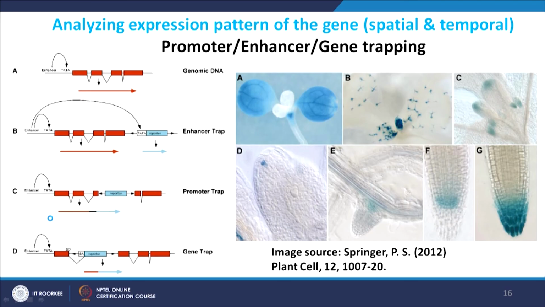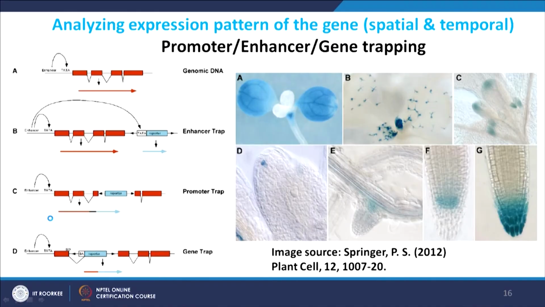Okay, the final method being used to study temporal and spatial expression is promoter trapping, or enhancer trapping, or gene trapping. What is this trapping? This is a very important method, and there are different types of trapping you can do. This is typical genomic DNA, and for example you want to identify a gene with a defined expression pattern.